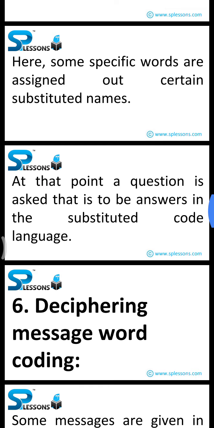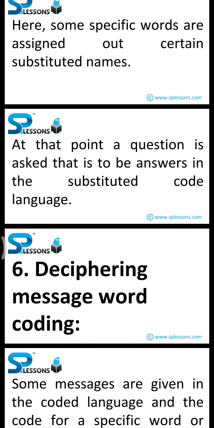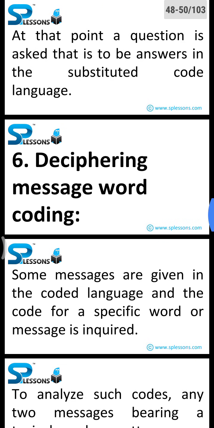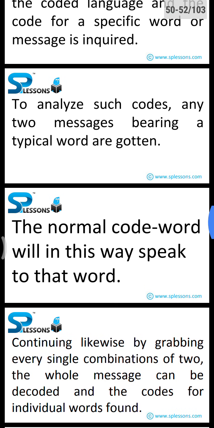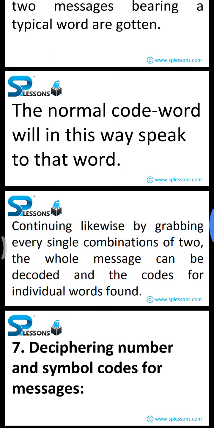The sixth type is deciphering message word coding. Some messages are given in the coded language and the code for a specific word or message is inquired. To analyze such codes, any two messages bearing a common word are taken. The common code word will in this way represent that word. Continuing likewise, by taking every combination of two, the whole message can be decoded and the codes for individual words found.